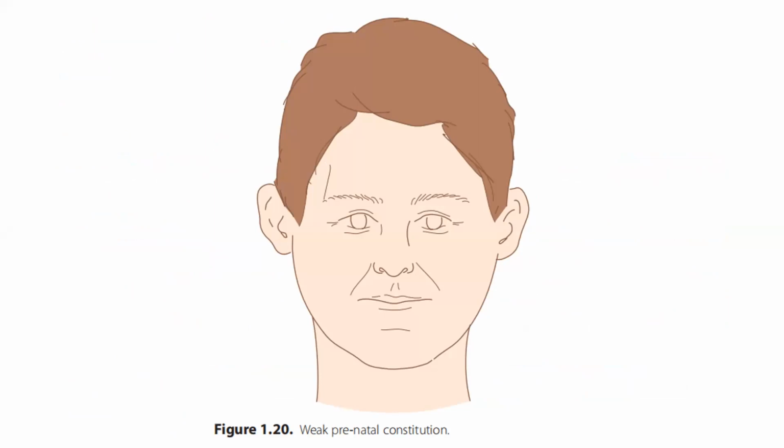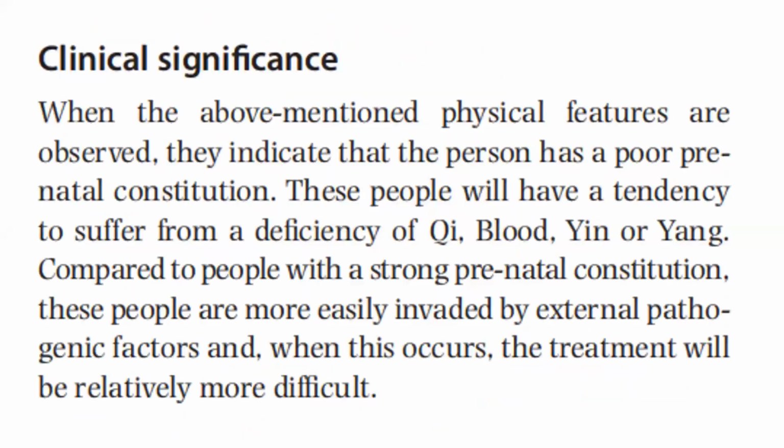The clinical significance: when the above-mentioned physical features are observed, they indicate that the person has a poor prenatal constitution. These people will have a tendency to suffer from a deficiency of qi, blood, yin, or yang. Compared to people with strong prenatal constitution, these people are more easily invaded by external pathogenic factors, and when this occurs, the treatment will be relatively more difficult.